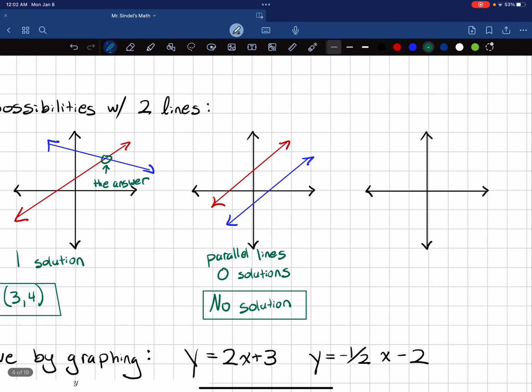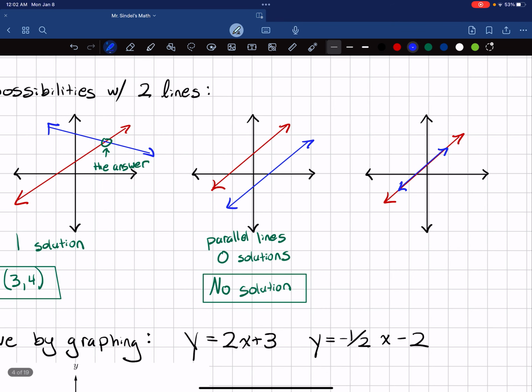And there is a third possibility that often people forget about. Let's go ahead and say you have a line that goes like this. And your second line is the exact same line. It goes on top of it. So in this case, you have the same line, which means you have infinite solutions. It's kind of fun to do this one because everything is an answer.